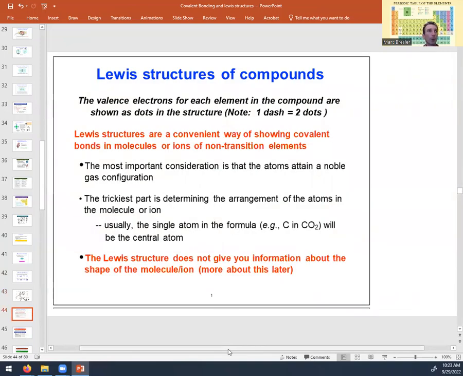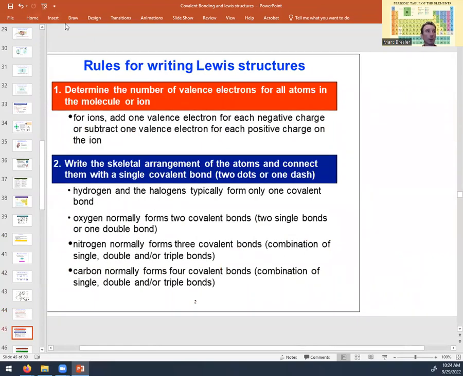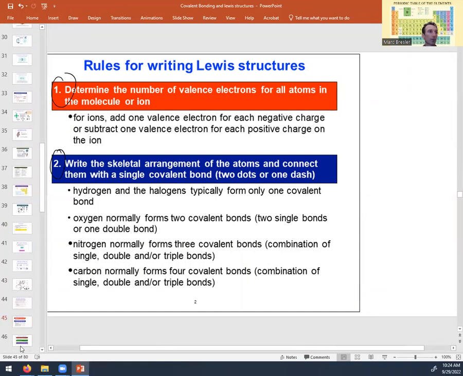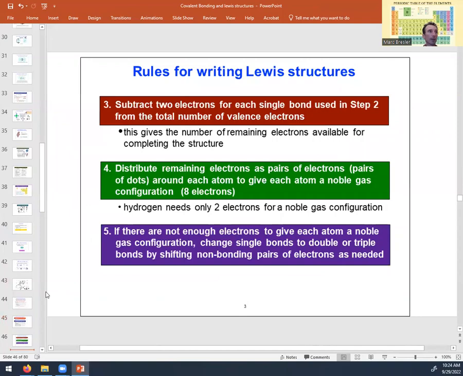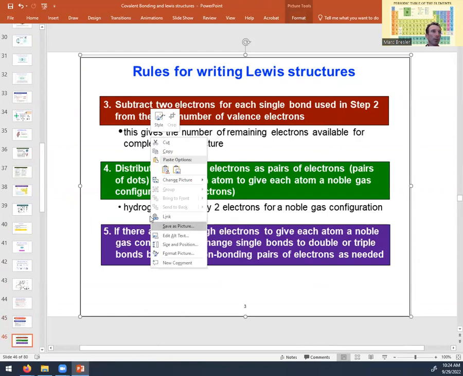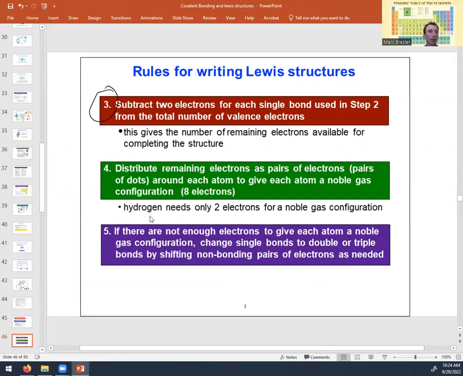Okay, so Lewis structures of compounds, how do we do this? Here are the rules. 1, determine the number of valence electrons. 2, write the skeletal arrangement of the atoms. 3, subtract the number of electrons used for bonding from the total valence electrons. And 4, distribute the electrons. If there's not enough, then you have to rearrange the electrons.